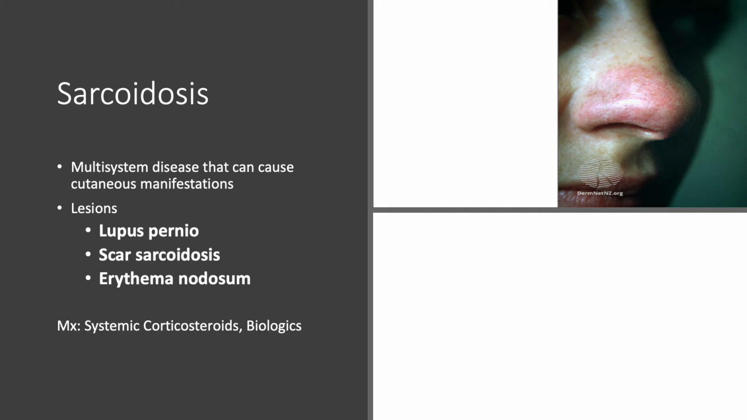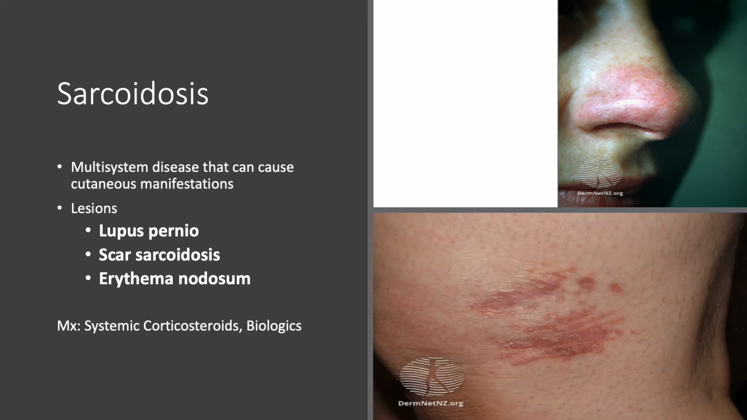So lupus pernio is kind of a bluish, sometimes pink or red, very non-specific nodule or plaques. They tend to occur over the nose, the cheeks, and sometimes ears. And there's scar sarcoidosis, and scar sarcoidosis is basically just a scarring due to skin fibrosis.